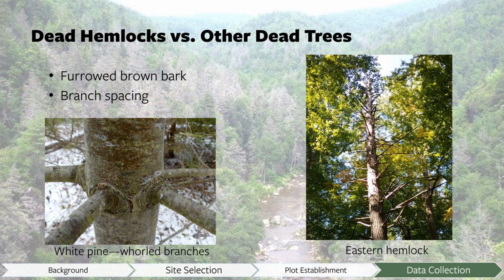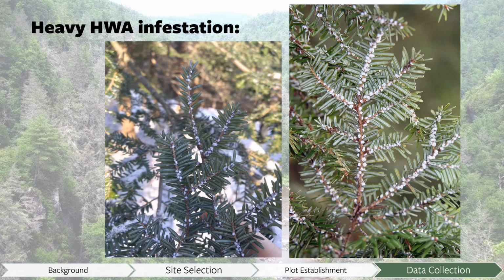Next, we're going to talk about different degrees of infestation. There will be a question on your annual survey about the degree of HWA infestation. The options here are heavy, moderate, light, or none. So this is what a heavy HWA infestation is going to look like. All of these little white cottony masses are hemlock woolly adelgid.